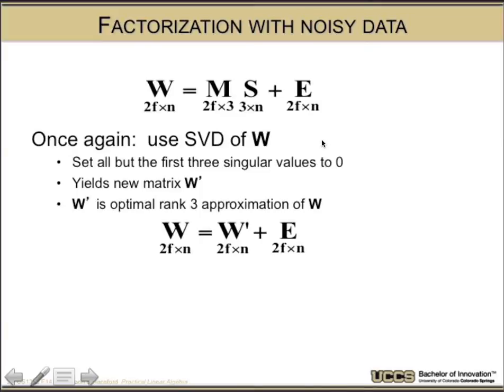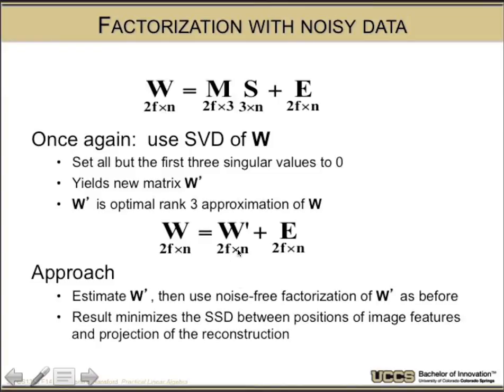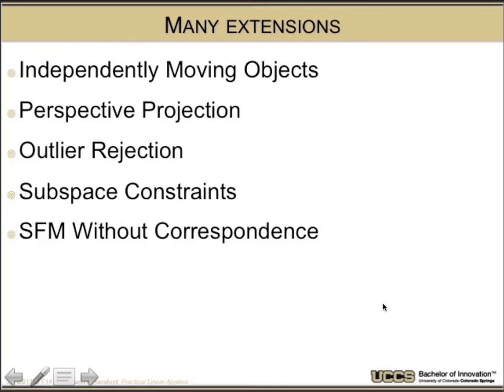Even if we had noise, we're going to try and solve this with the optimal rank 3 approximation, because our goal is to ignore the noise, and so we do pretty much the same thing. We estimate the W prime, the noise-free factorization, and then we go ahead and compute this between the images. There's actually lots of extensions for this idea of structure from motion to deal with independently moving objects, perspective projections, outliers, subspaces, and a bunch of other elements.